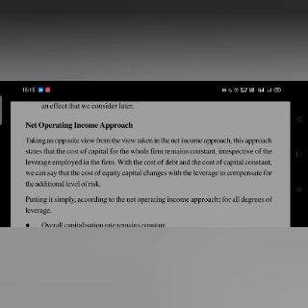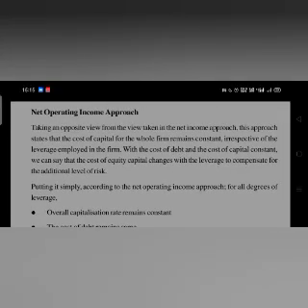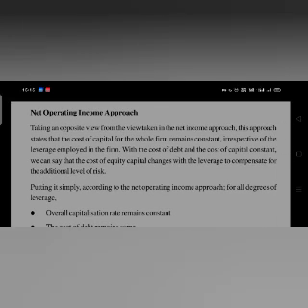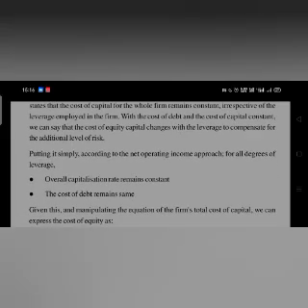Now we'll talk about the net operating income approach, the second approach. Taking an opposite view from the view taken in the net income approach, this approach states that the cost of capital for the whole firm remains constant irrespective of the leverage employed at the firm. With the cost of debt and the cost of capital constant, we can say that the cost of equity capital changes with the leverage to compensate for the additional level of risk.